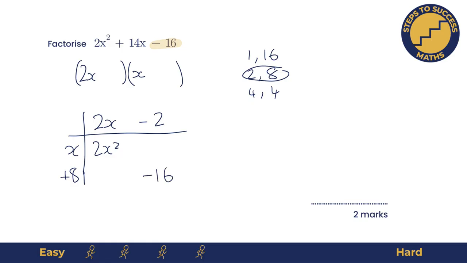So x times negative 2 is negative 2x, and 8 times 2x is 16x, and the difference between those is 14x. So I've got it on my first try. 2x subtract 2 and x plus 8. If you don't get it on the first try, you just need to try another combination until you do get it.